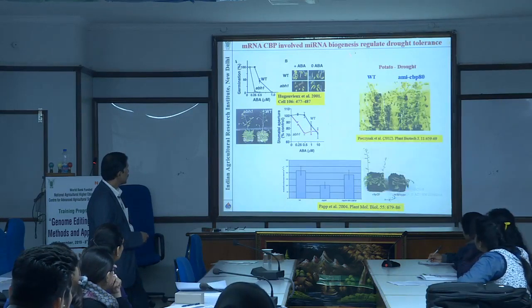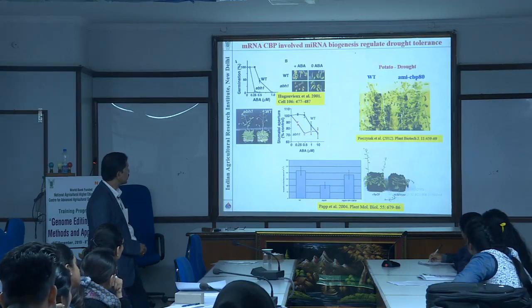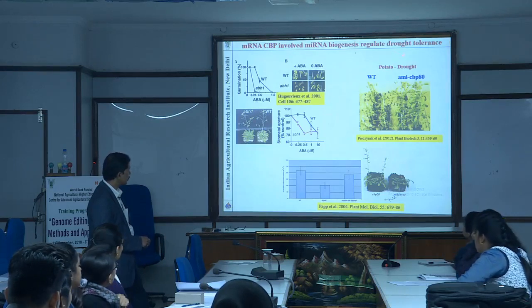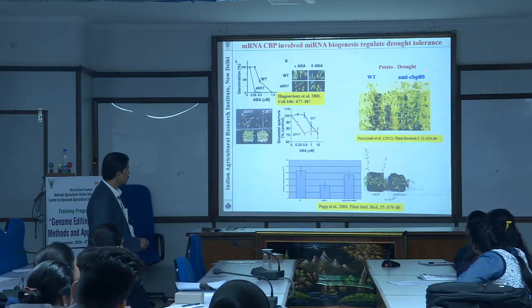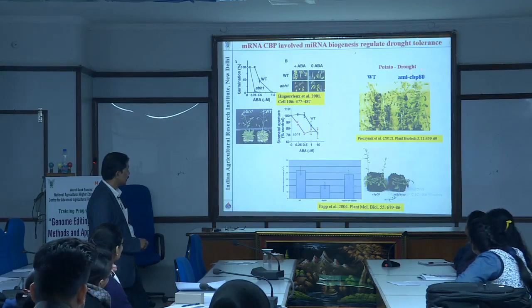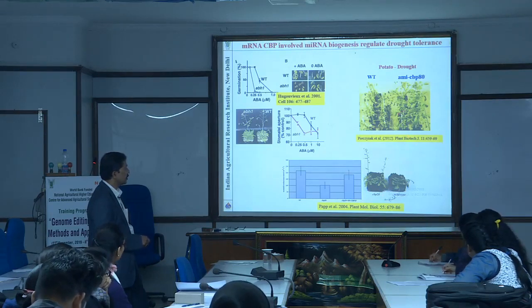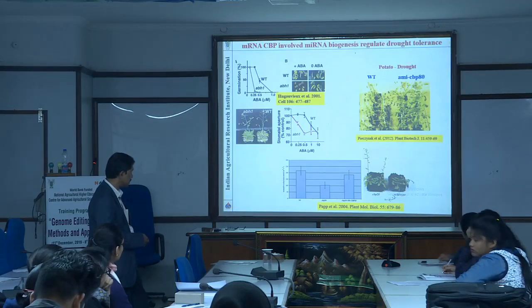And also, we are working with cap binding proteins. These are involved in mRNA processing, and they are also involved in microRNA biogenesis. There are two important cap binding proteins: one is cap binding protein 80, and another one is cap binding protein 20. When there is a mutation in these proteins, the plants perform better under drought stress conditions. So we are also working with these genes in rice.